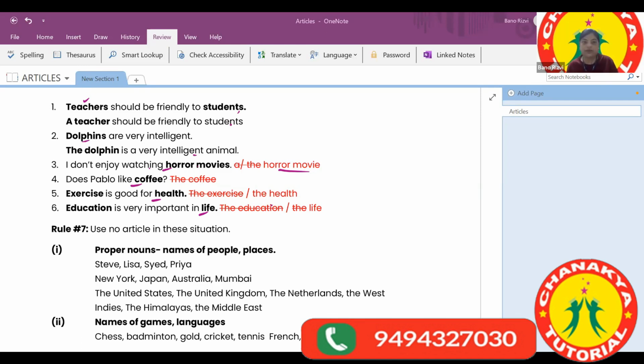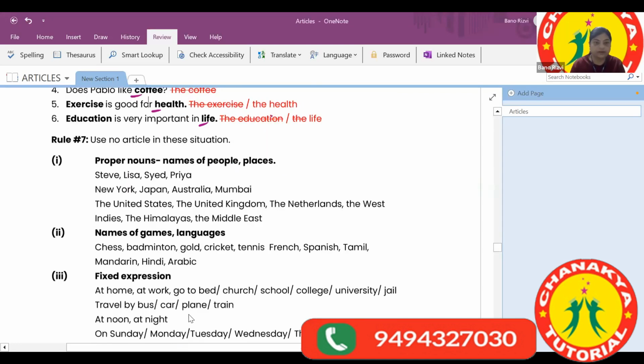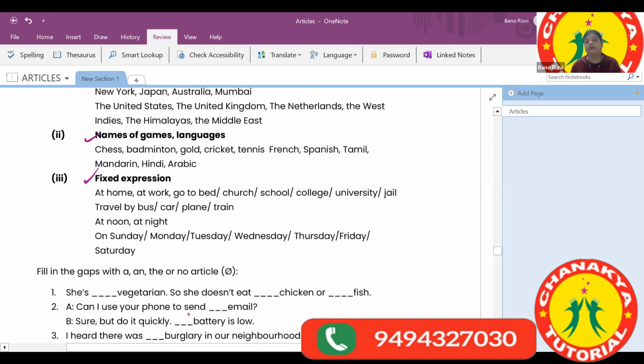Next, no article is used with a material noun except when talking about some specific ones. Example: the dolphin is an intelligent animal. I don't like milk, so no article is used with the material noun here. We also do not use articles with proper nouns, names of games and animals, and there are some fixed expressions: at home, at work, go to bed, school, college, university, jail, travel by bus, car, plane, train, at noon, at night, on Sunday, Monday, Tuesday, Wednesday, Thursday, Friday, Saturday.